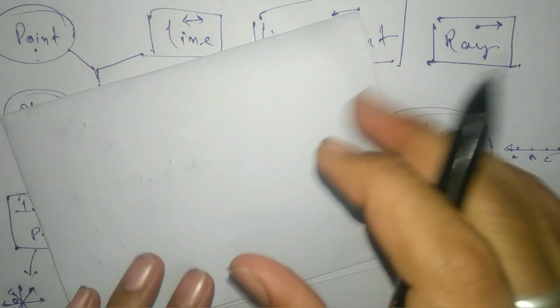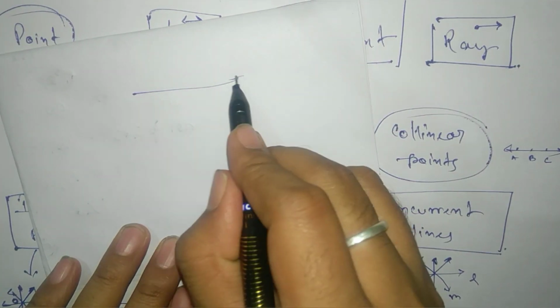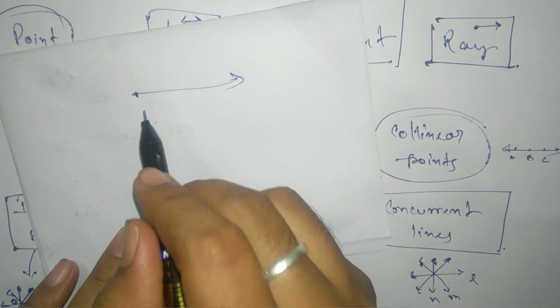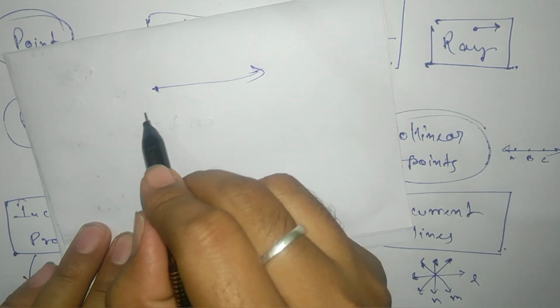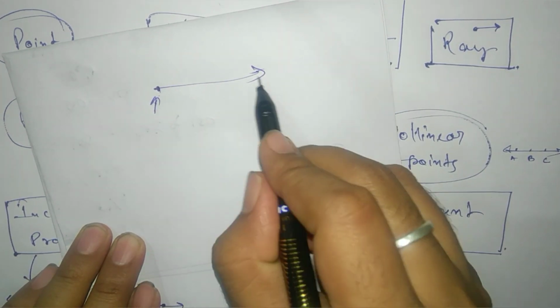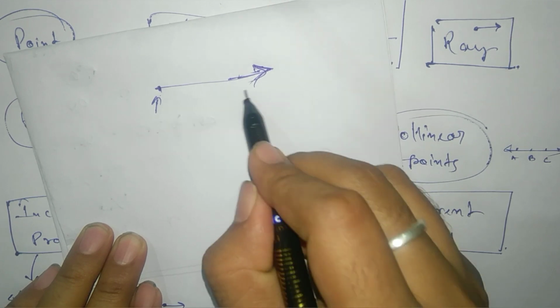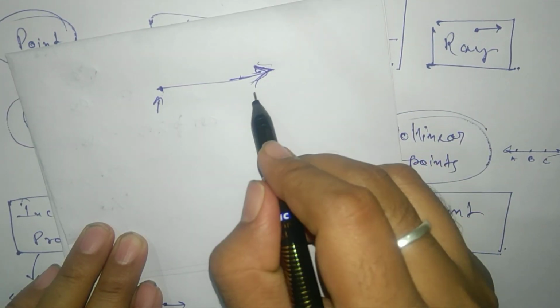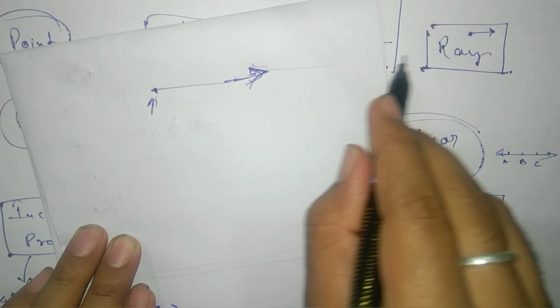Now half of a line means you take half part of it, then you have one end point and the other side never ends. The arrow is there, the arrow shows that it will never end, it will continue like this.